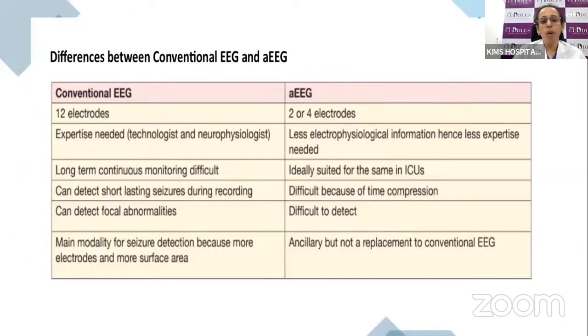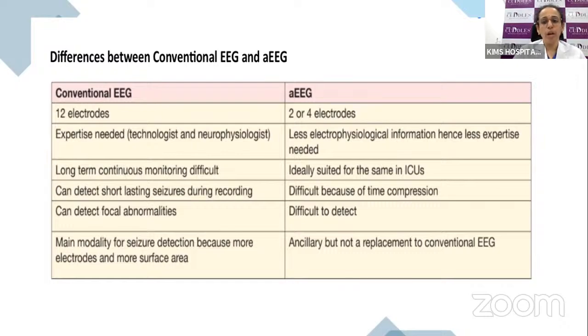So these are some of the common differences between conventional EEG and amplitude integrated EEG. The first one is the number of electrodes. When compared to conventional EEG, where we use a lot of electrodes on the baby, around 12 electrodes, for aEEG it is minimal, around 2 or 4 electrodes can be used, as we discussed. And conventional EEG needs a lot of expertise, like an EEG technician or a neurophysiologist for placing the leads and for continuously monitoring the readings on the computer. Whereas aEEG can be done easily at the bedside with few techniques which need to be learned.